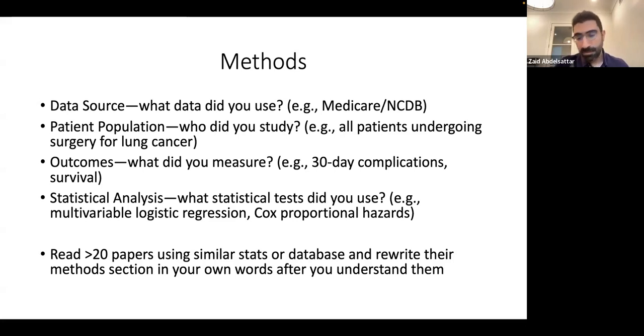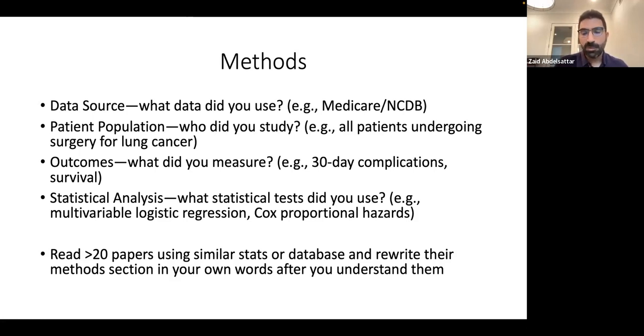So every data source with an NCDB, it's a huge data set, right? It has all cancer, 70% of cancers in the US, all of them are in the NCDB. But you selected a certain patient population. So you have to describe who you studied. For example, for the paper that I've shown, we had patients that underwent surgery for lung cancer. And then you can specify further, like these were stage 1 or stage 2 or stage 3. So you have to define this specifically.